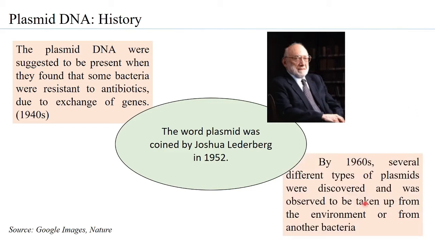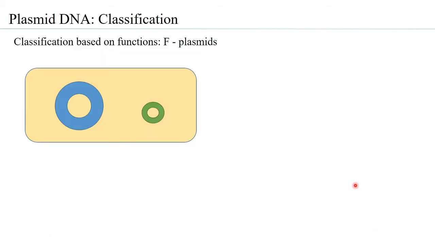Of course, by the 1960s, several different types of plasmids were discovered, and these plasmids were able to be taken up by the bacteria either from the surrounding environment, or they got them from other bacteria. Now, let us look at the plasmid DNA classification.